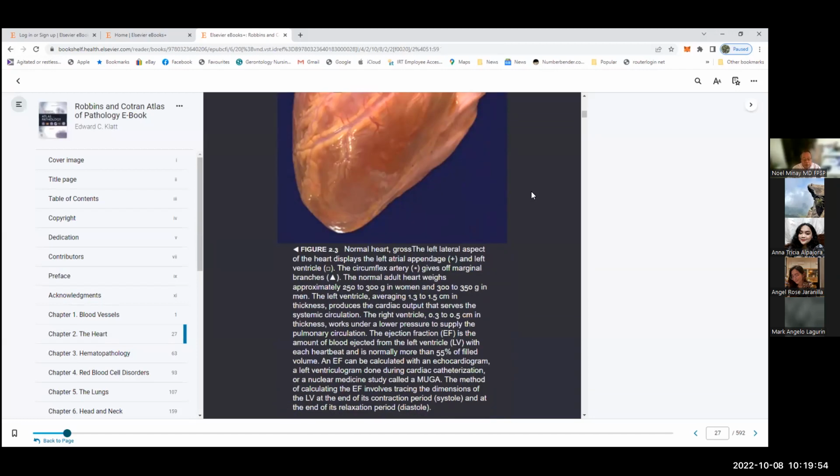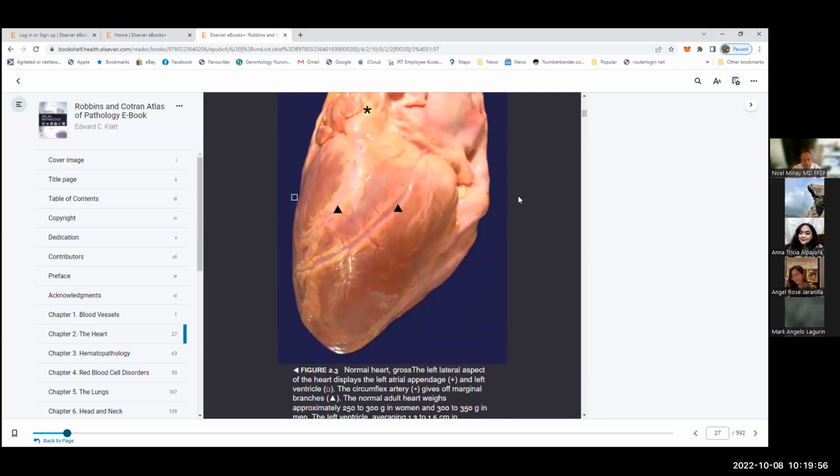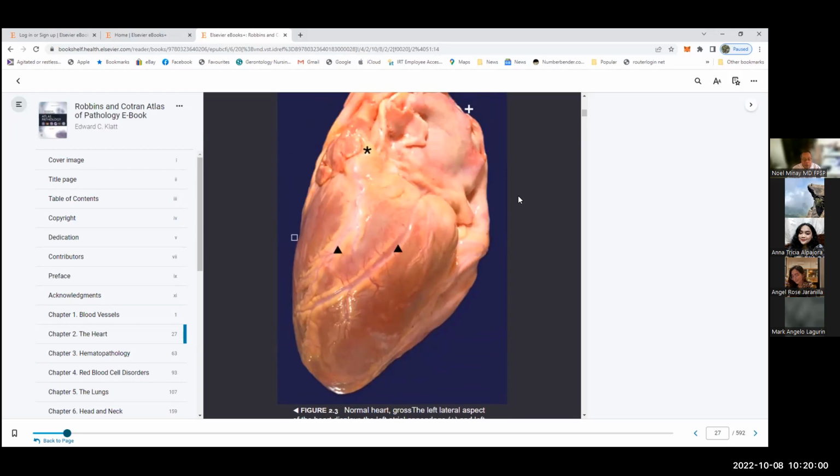So, this is the normal heart. Yan, gross daw. Ito naman yung lateral aspect pag nakatingin ka from your left. Okay? So, this is still the apex. Yan, medyo patulis. May diferensya pag kagaya ng sa itlog. Yan, medyo rounded. So, this is the left descending artery.